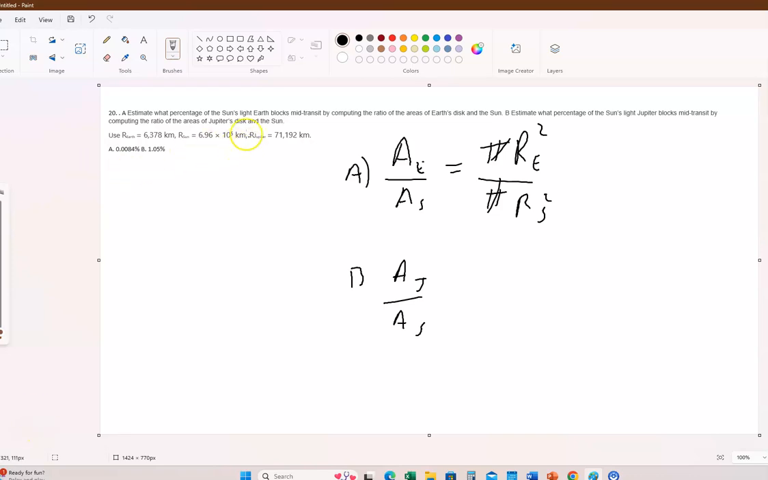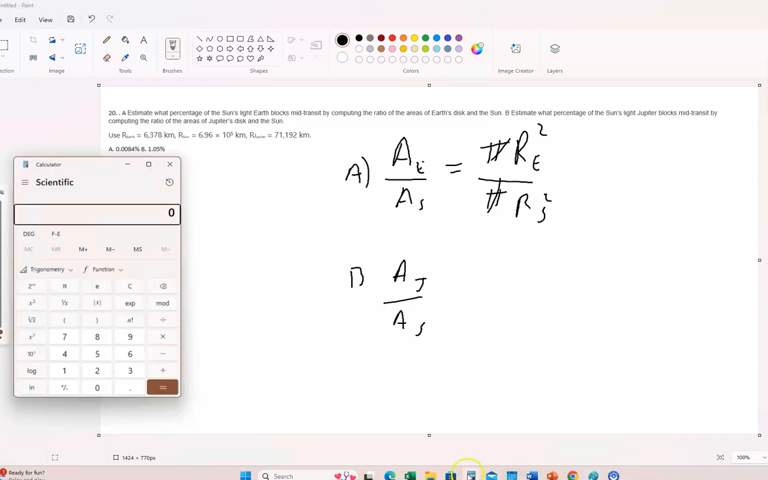All right, so let me quickly do this one. They give us the radius of the Earth and the radius of the Sun for part A. Let's quickly do that one. All right, so the radius of the Earth is, what is it? 6,378. We normally just say 6,400, but anyhow, to be more precise. And then we divide that by the radius of the Sun, which is 6.96 times 10 to the fifth.